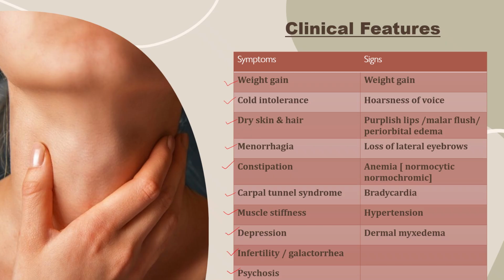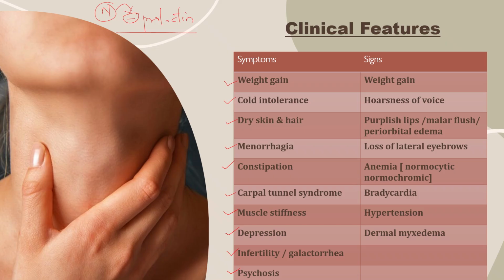See, normally thyroid hormones inhibit prolactin. In normal circumstances, thyroid hormone inhibits prolactin. But when there is no thyroid hormone, prolactin can act indefinitely and causes infertility and galactorrhea.